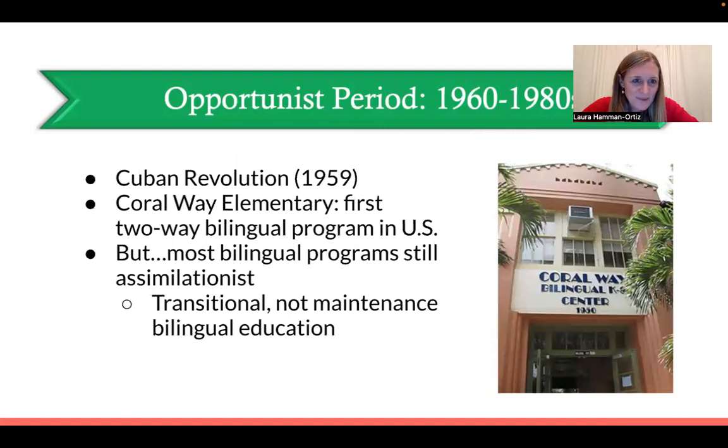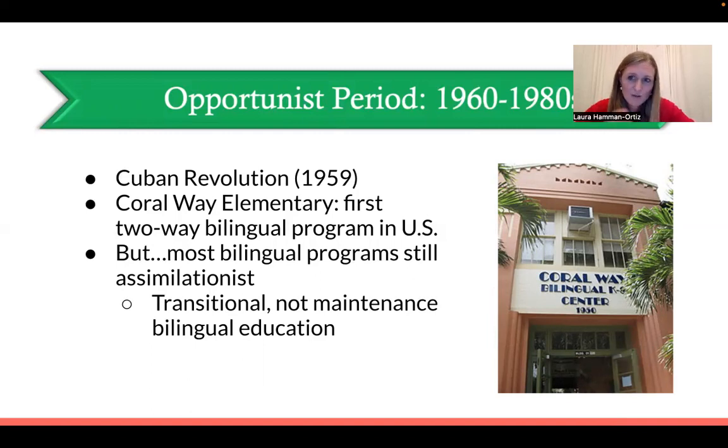All right, so there you see some of the moves that were made to try to make sure that we were supporting minoritized language speakers, multilingual learners. Another positive during this time period was that we saw the first two-way bilingual program. So the Cuban Revolution happened in 1959, and as a result, many Cubans fled Cuba and came to Florida with the intention that they would go back to Cuba when they could. And so they started to establish bilingual schools, such as Coral Way Elementary, which is viewed as the first two-way bilingual program in the US.